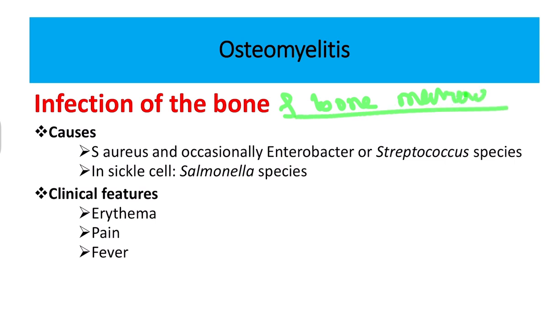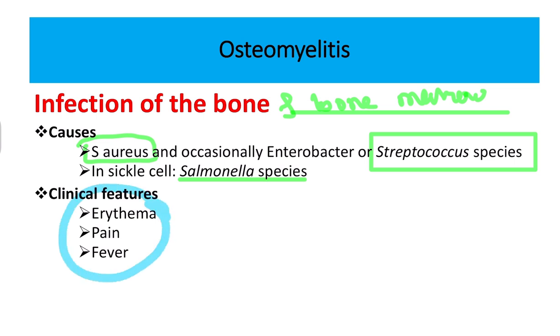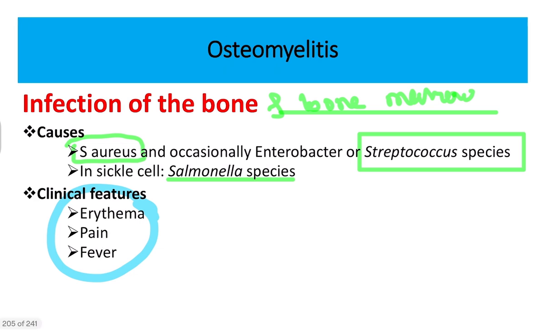So after revision total hip replacement, there is development of infection in the bone and bone marrow of the hip area. We know the most common cause is Staphylococcus aureus, but other organisms such as Streptococcus species and Salmonella species can also cause it, though Salmonella usually causes osteomyelitis in sickle cell disease. The clinical features are pain, fever and erythema, the main clinical features of osteomyelitis.